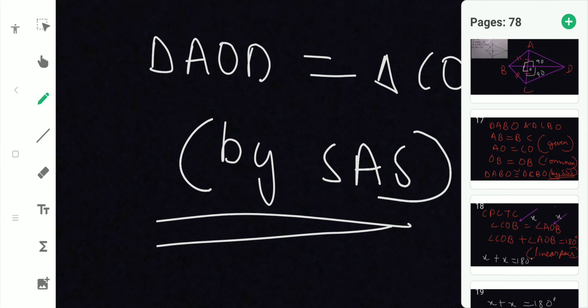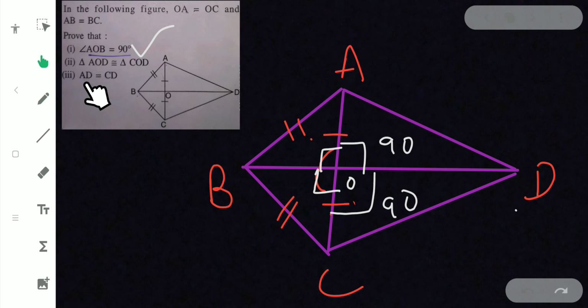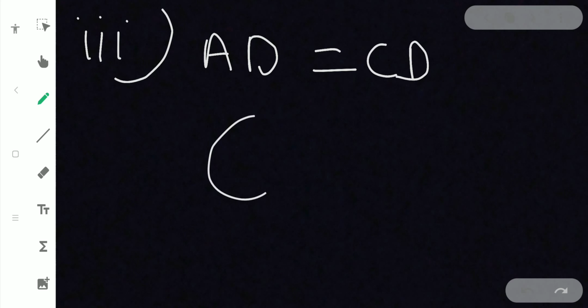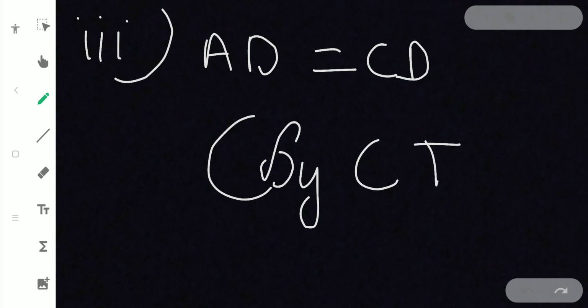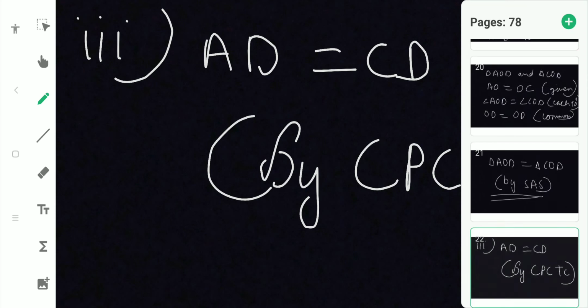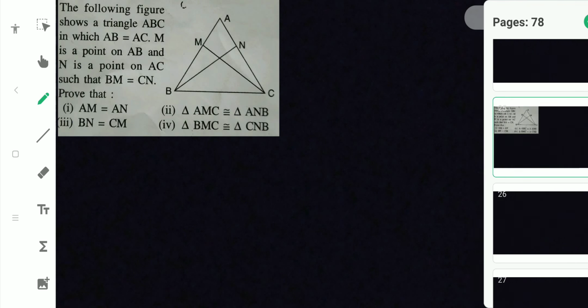Now they ask the last one to prove, that is AD is equal to CD. As these two triangles are congruent, when we place them on one another, we will get AD is equal to CD. So third bit we can write AD is equal to CD by CPCTC, and we have proved all the parts of the question. So let us go on to the next question, the last question.